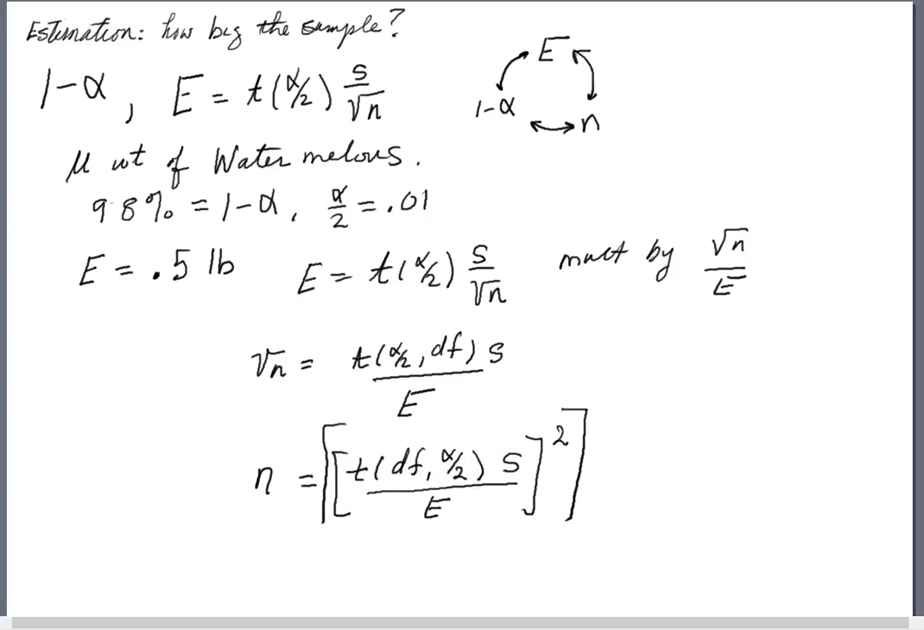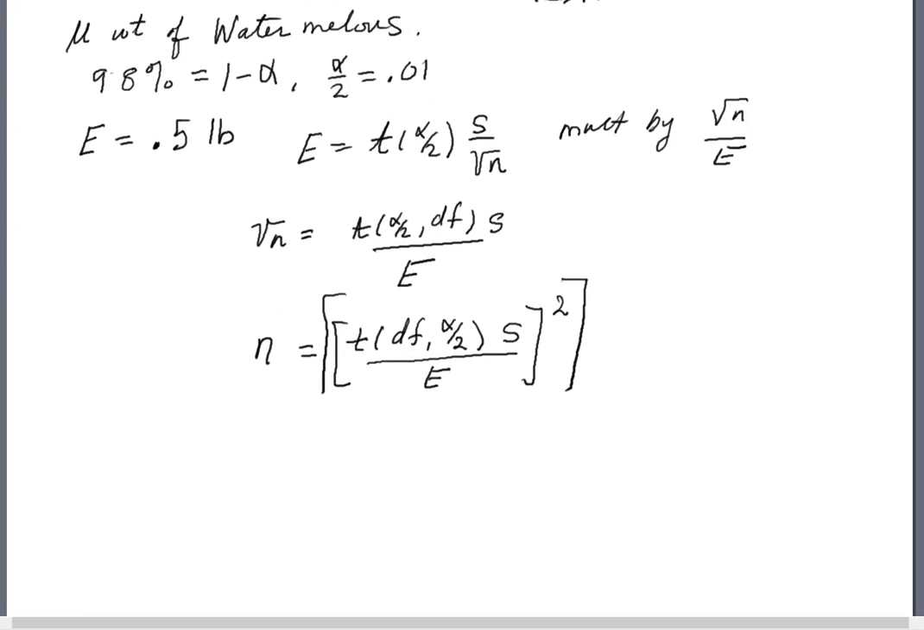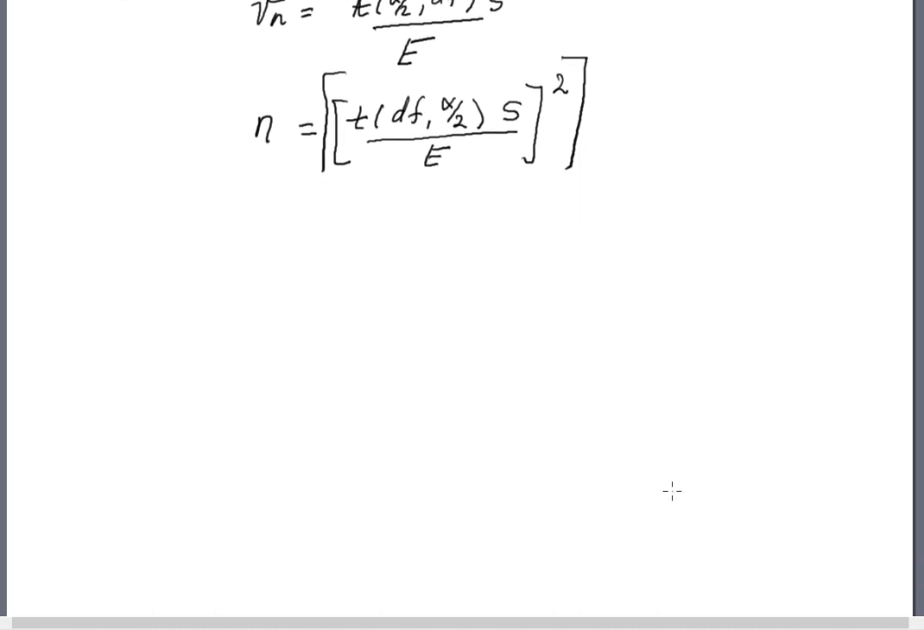So, oh boy, it looks like we're doing some hotshot work here. We've got n figured out already, except not quite. Why not quite? Because in this t factor, we've got degrees of freedom, and the degrees of freedom is n minus 1.